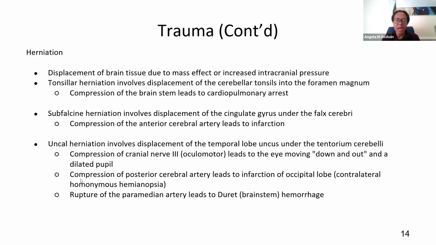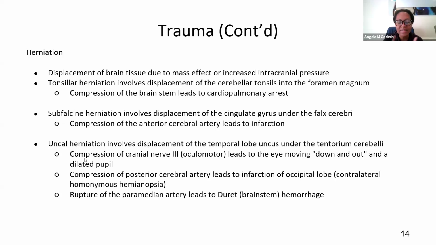In uncal herniations, you can also have compression of the posterior cerebral artery, which could lead to infarction of the occipital lobe. There's, I think I talked about this, a contralateral homonymous hemianopsia, which is similar to, say that again? Homonymous. Oh, I never said it like that. I would say homonymous, but you're right, that sounds better.